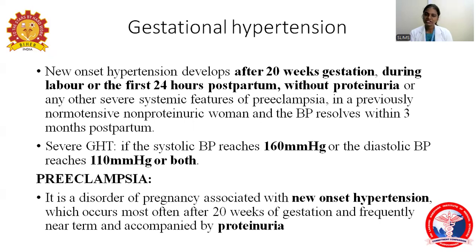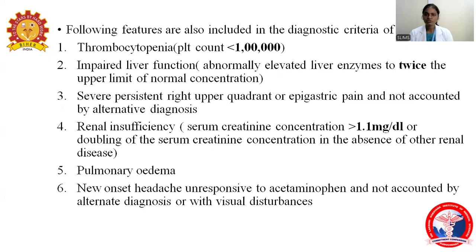Next is preeclampsia. It's a disorder of pregnancy with new onset hypertension along with proteinuria. It's most often seen after 20 weeks of gestation, and more frequently near term also. The following features are also diagnostic criteria for preeclampsia. They include thrombocytopenia with a platelet count of less than 1 lakh, elevated liver enzymes to twice the upper limit of normal concentration, severe persistent right upper quadrant pain or epigastric pain not accounted for by an alternate diagnosis, renal insufficiency with serum creatinine concentration of more than 1.1 or doubling of serum creatinine in the absence of other renal diseases, presence of pulmonary edema, new onset headache unresponsive to acetaminophen or not accounted for by an alternate diagnosis, or visual disturbances.